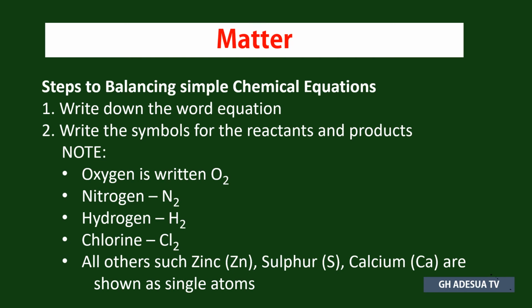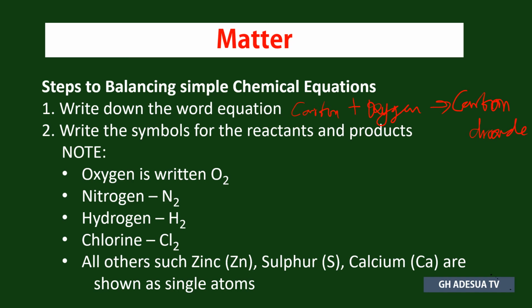Now let's look at how to balance simple chemical equations. So first step is to write down the word equation. Say carbon plus oxygen, and it will form carbon dioxide.